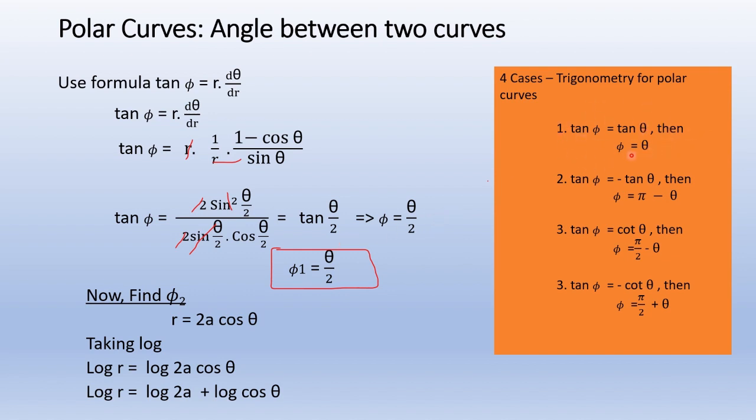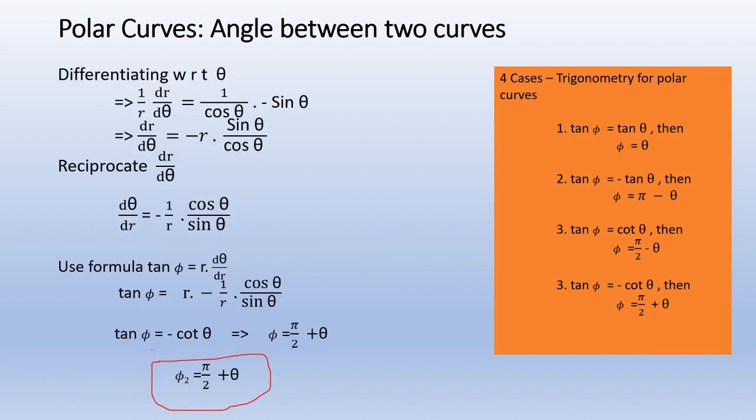Now find phi 2. r is this. Taking log and by log property we get this. Differentiating, log r is 1 by r dr by d theta. Log 2r is 0 as 2r is constant. Log cos theta is 1 by cos theta. Again differentiating cos theta we get minus sin theta. That is dr by d theta is equal to minus r times sin theta by cos theta.